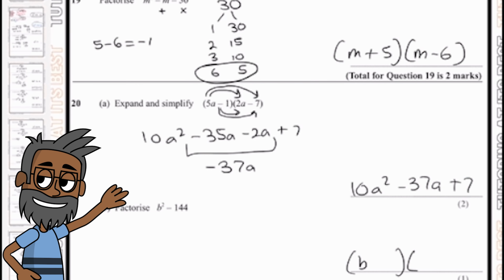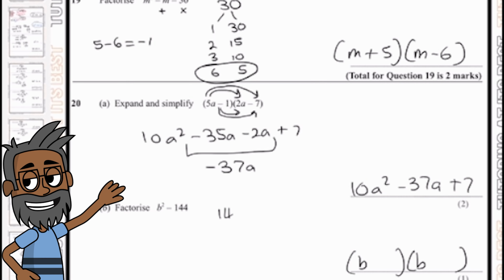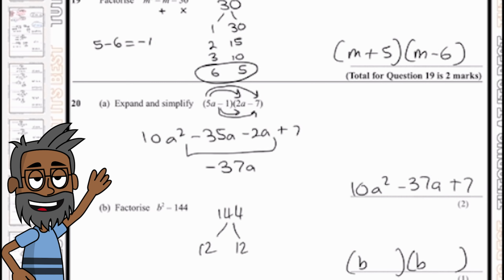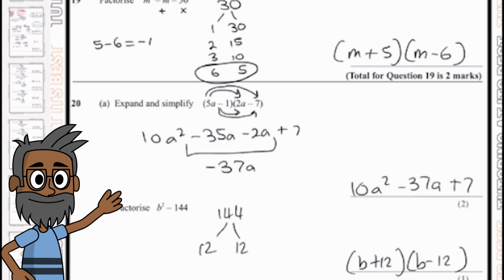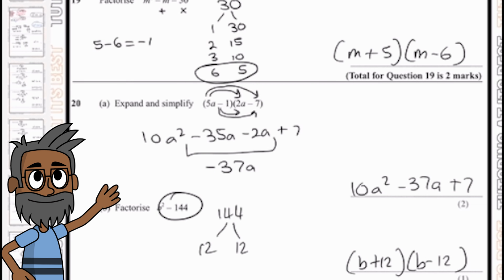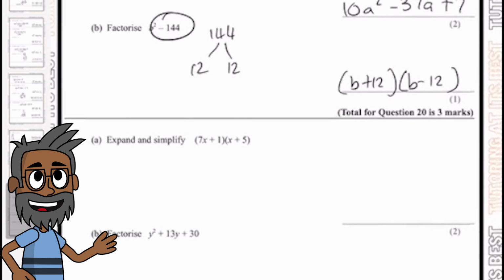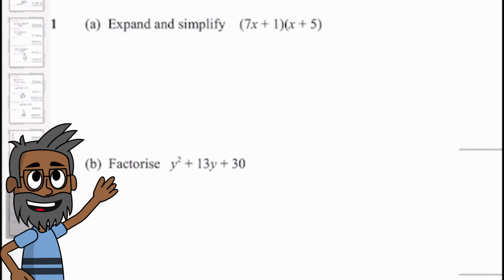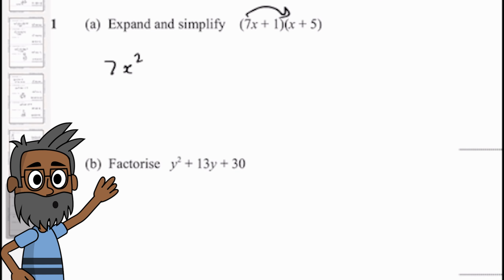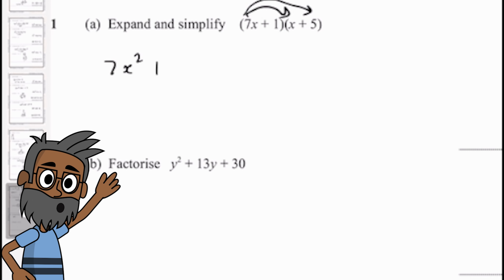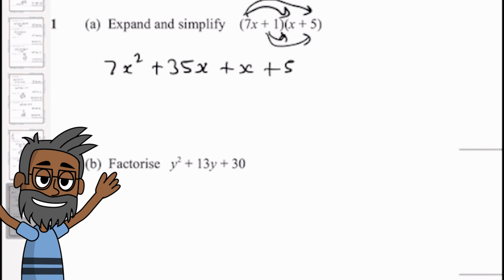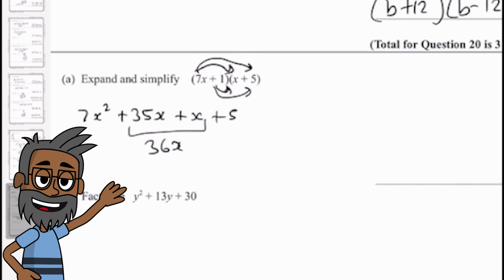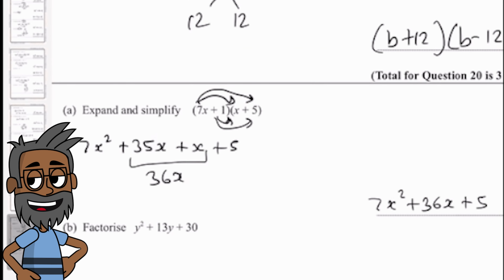Okay, moving over to part B. Again, we know we'll have two brackets open with b in them, and we need to make 144 somehow. So we know that's 12 times 12. So again, we'll put a plus 12 here and a minus 12 here, because a plus and a minus will give us a minus. And that's minus 144. Okay, moving over to the final question here. Again, 7x times x is 7x squared. 7x times 5 is plus 35x. 1 times x is going to be your x, and 1 times 5 is your 5. Let's go ahead and add the like terms, and that gives us 36x, and we can now write that out as our answer. And there we are.